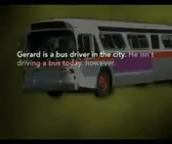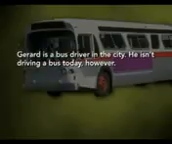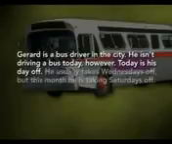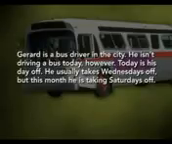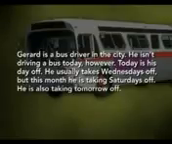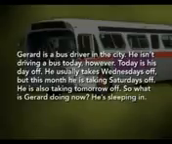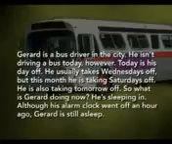Gerard is a bus driver in the city. He isn't driving a bus today, however. Today is his day off. A day off is a vacation day. He usually takes Wednesdays off, but this month he is taking Saturdays off. He is also taking tomorrow off. So what is Gerard doing now? He's sleeping in. Although his alarm clock went off an hour ago, Gerard is still asleep.